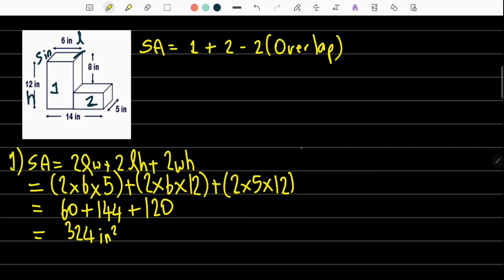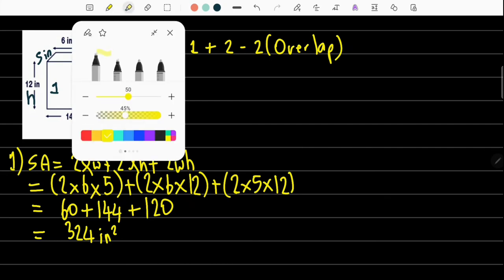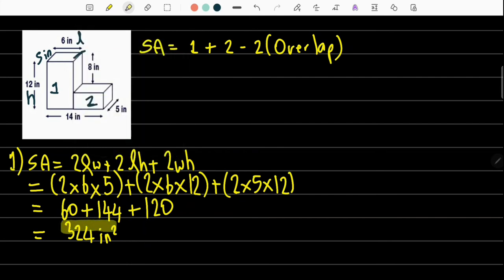Now let's do the same thing for figure number two. Let me highlight it right here. So this is our area of figure number one. Now similarly, let's do the same for figure number two, right here.